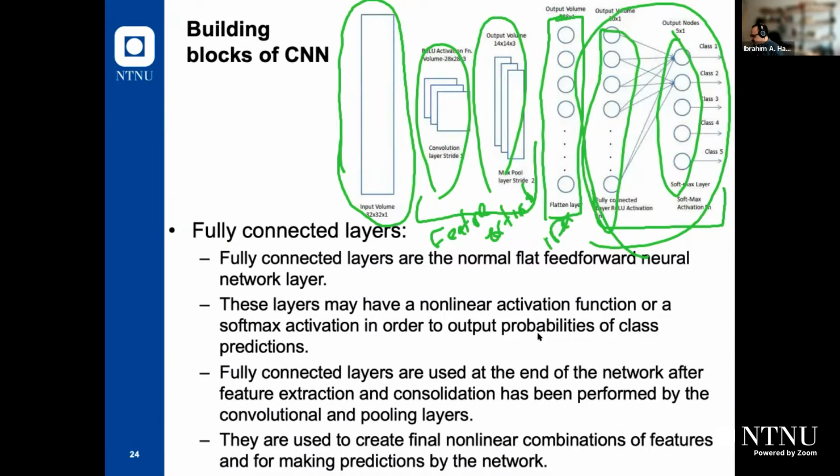Fully connected layers are used at the end of the network after feature extraction, and the consolidation has been performed by convolutional and pooling layers. We use max pooling or average pooling because we need to consolidate those feature maps, and at the same time reduce their dimension to try to avoid any potential overfitting. They are also used to create the final nonlinear combination of features and for making predictions. We will use those feature maps for classifying our problems.